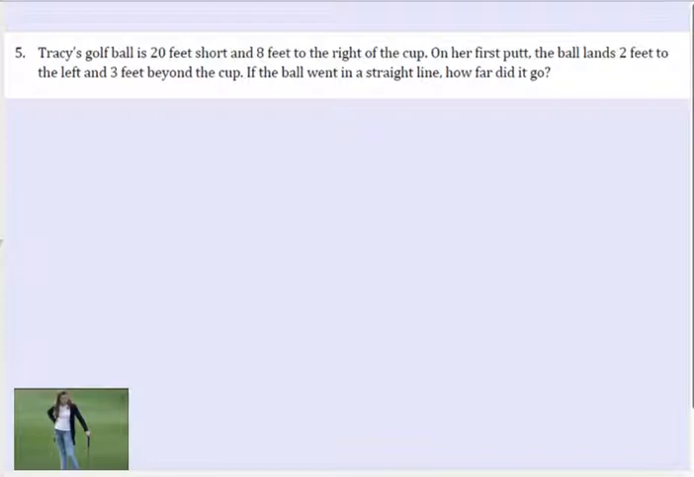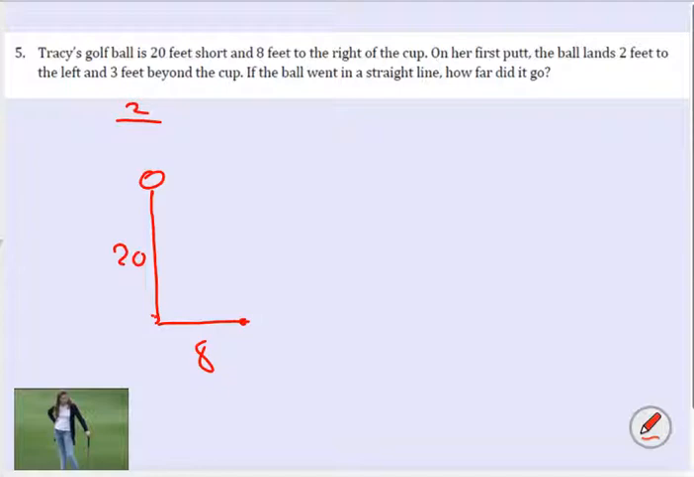All right, Tracy's golf ball is 20 feet short and 8 feet to the right of the cup. On her first putt, the ball lands 2 feet to the left and 3 feet beyond the cup. If the ball went in a straight line, how far did it go? So here's the hole. Tracy's ball is 20 feet short and 8 feet right. And after she putts, the ball lands 2 feet left and 3 feet beyond the cup. How far did she go? Well, the Pythagorean theorem twice can give me this, but I've actually got distances here.